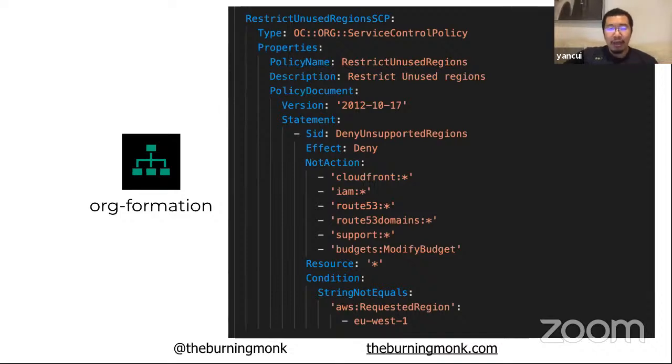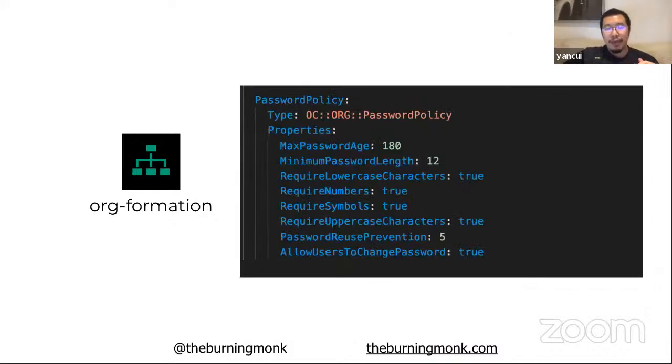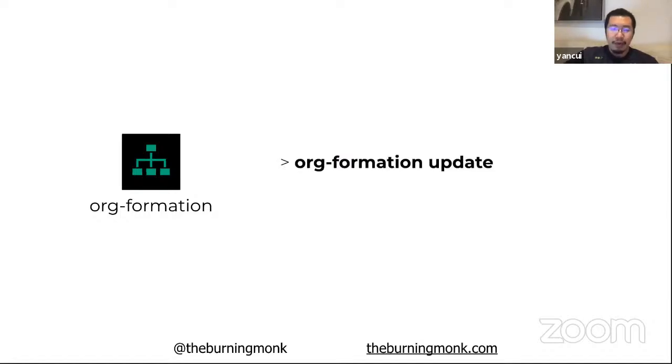For example, here, I know that the only region we're going to use is us-east-1. So I set up the SCP that denies all actions against regions other than us-east-1 and apply the policy to the root of my organization, which then gets applied to all the different accounts. And also configure my password policy for AWS users and use this policy in all of my accounts as well. And when I want to make any change, I just have to run one command to update my entire AWS organization, including the configuration of my landing zone, which is something that Control Tower doesn't really do.